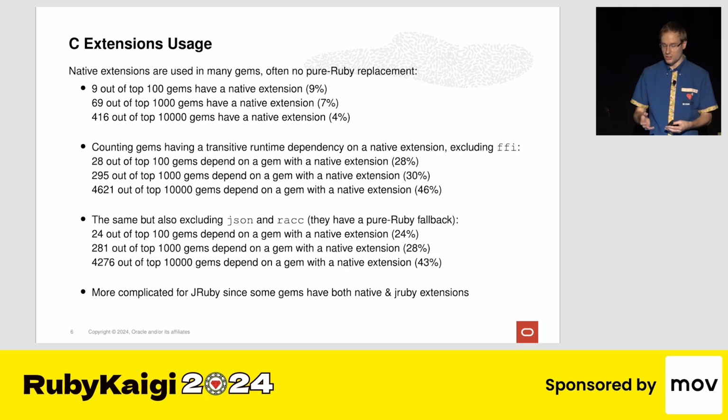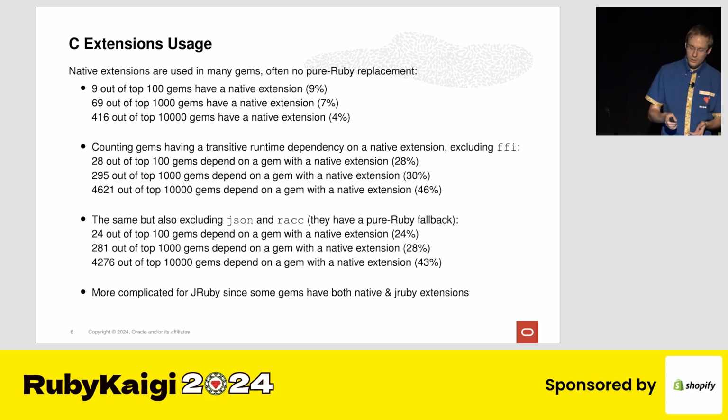It's like, okay, maybe this is not so important for compatibility. But if we count it correctly, so if we count a gem having a transitive dependency on a gem with a native extension, then we see for the top 10,000 gems, it's 46% of all these gems that actually depend transitively on a C extension. And there we don't count FFI, because on CRuby that's also a C extension, but on other Ruby implementations it isn't. So we just don't count it.